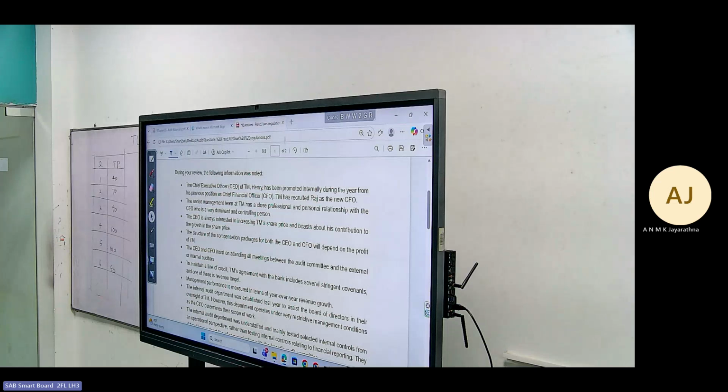Next class, I will give the book. Next class, I will give the group assignment. Group assignment is related to audit software. Discuss audit software. Audit firms use audit software.